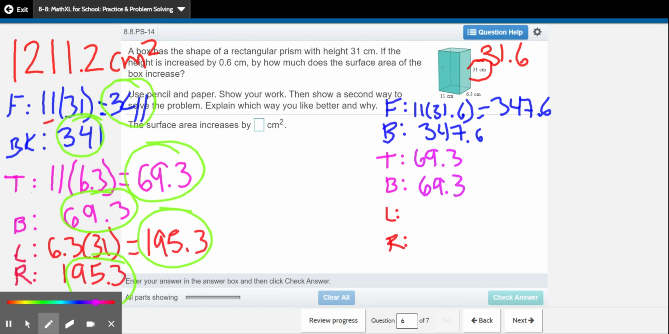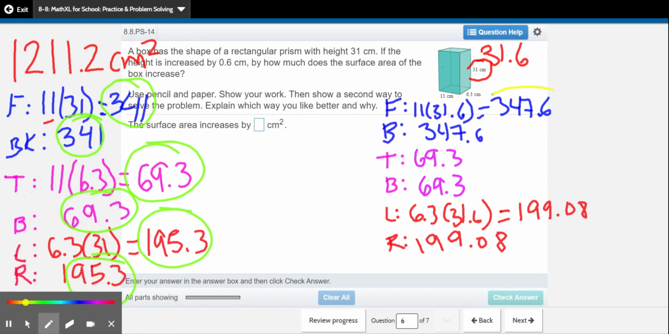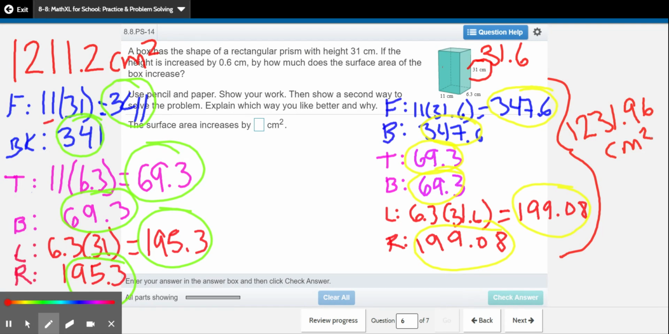Now our left and our right is going to be 6.3, and then instead of timesing by 31, we're going to times by 31.6. Now we have all of our sides. We are going to add them all up to find our surface area. We get 1,231 and 96 hundredths centimeters squared.